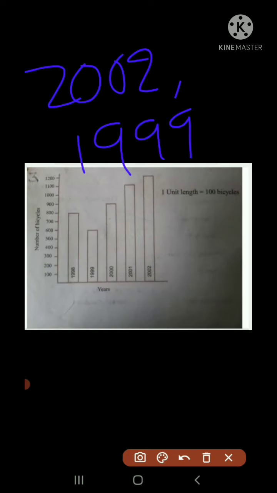So the answers are here, and now let us compare with the bar graph. 2002 is the answer of A part, meaning the year when the most bicycles were manufactured. Here we can see that the bar of the year 2002 is the maximum, and it shows 1200 bicycles manufactured. And in B part we were asked the minimum number of bicycles manufactured. In the year 1999 it can clearly be seen. So this was question 3. Now let us move to question 4.